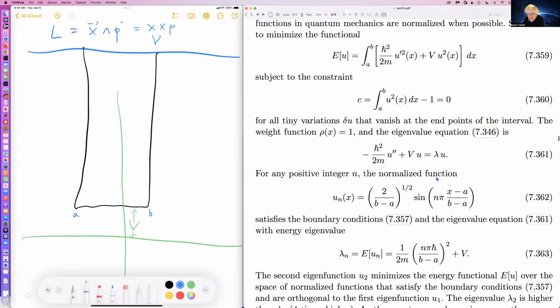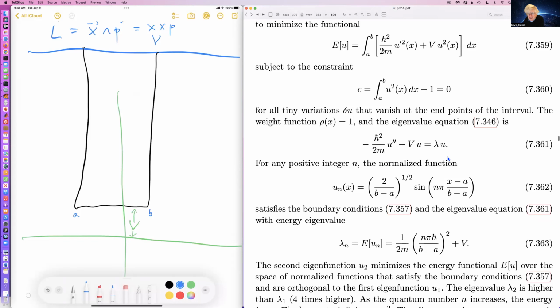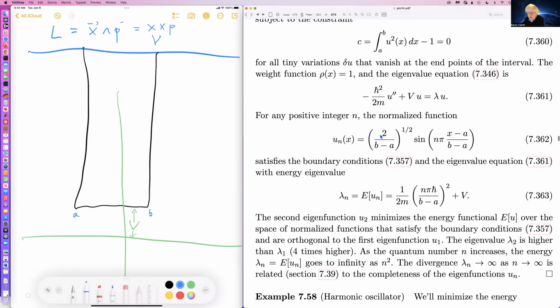So then we want to satisfy this differential equation. Well, the solutions, the u's, can just be sines of a constant times x. The lambdas then are the square of that constant plus V being a constant in this case. And these are all the eigenfunctions actually, and all the eigenvalues.